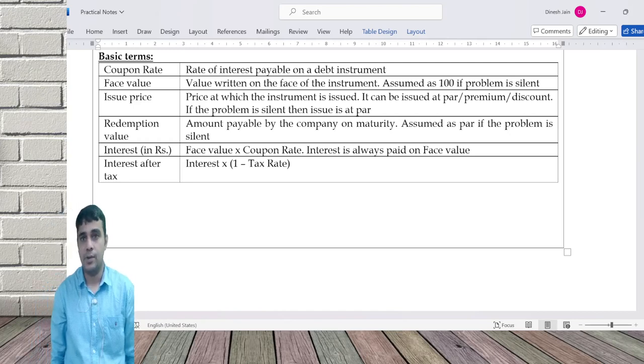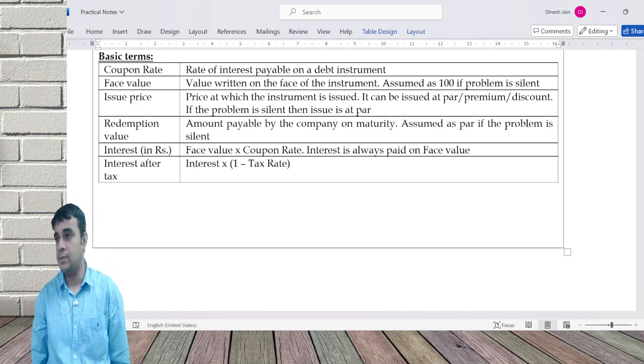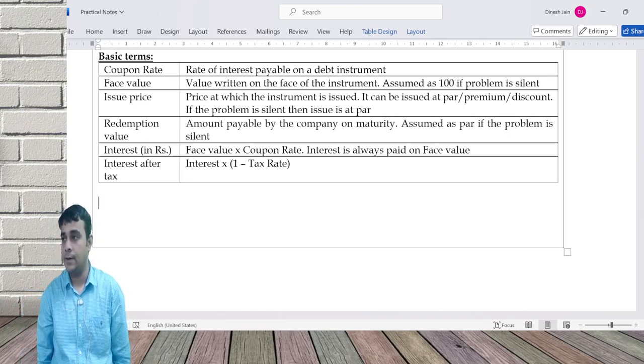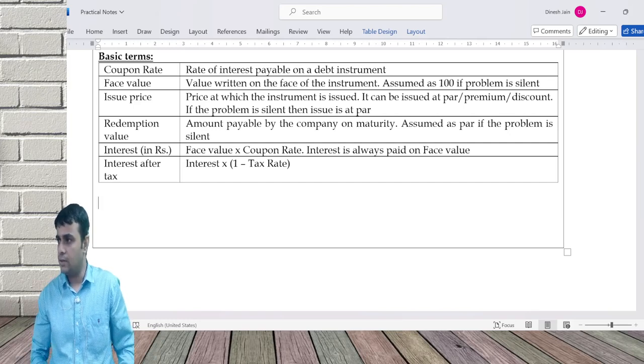Clear? Any doubts on this? Any doubts on whatever terms I've introduced till now? Coupon rate, face value, issue price, redemption value, interest in rupees, and interest after tax. Any doubts on interest after tax? What is tax is already deductible? Correct. Later, leave it for the time being. It is a tax deductible item. I'll explain later. You are confusing.